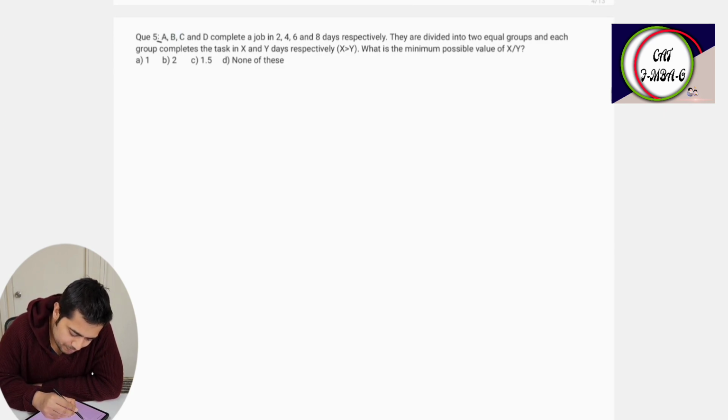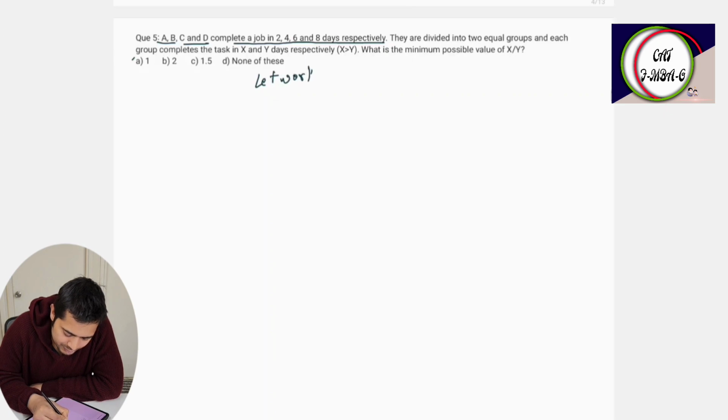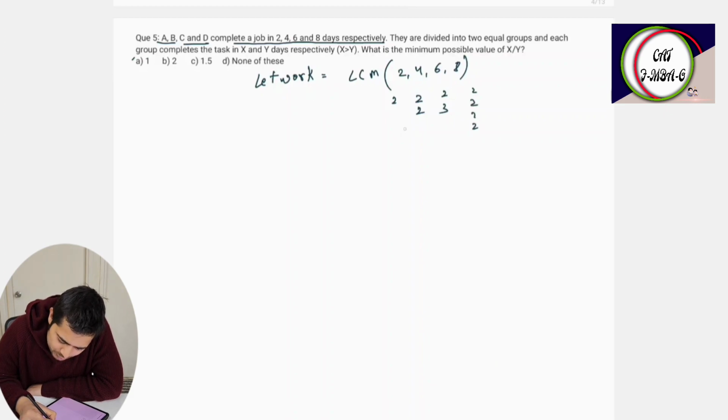A, B, C and D complete a job in 2, 4, 6 and 8 days respectively. So let the work be equal to the LCM of 2, 4, 6, 8, which is 24 units.